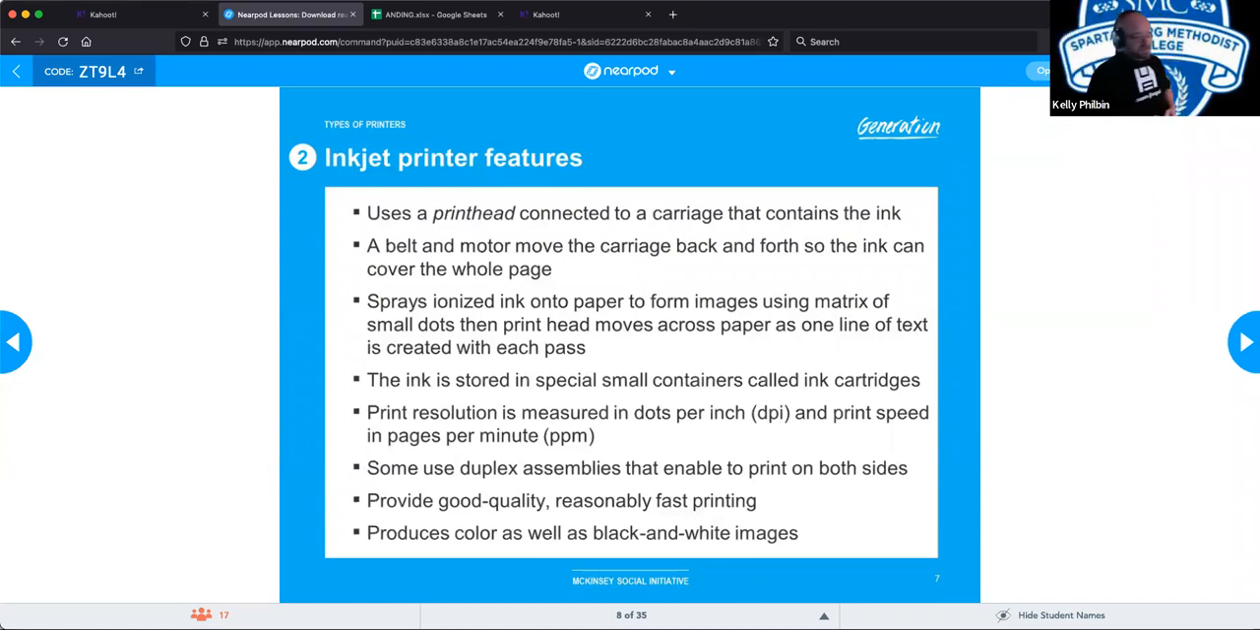Some printers, as they have evolved, most printers at this point, allow for duplex assemblies, which is just a fancy term for saying it can print on both sides of the piece of paper. So you have duplex. Definitely want to remember that term. Duplex prints on both sides of the page.